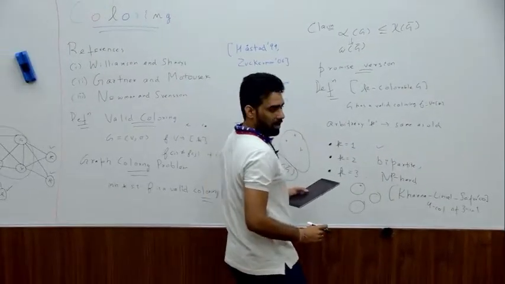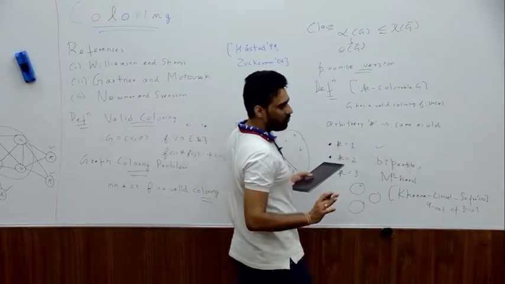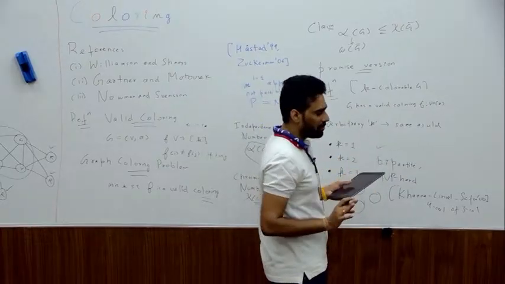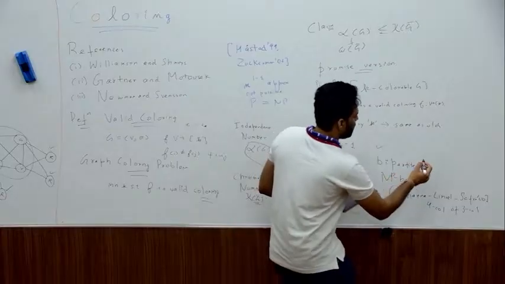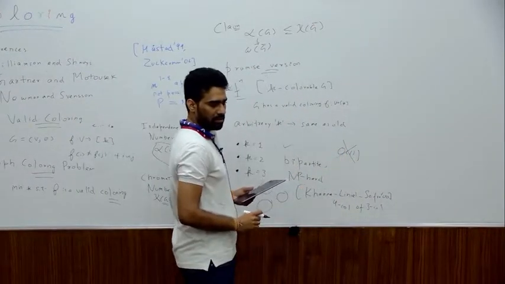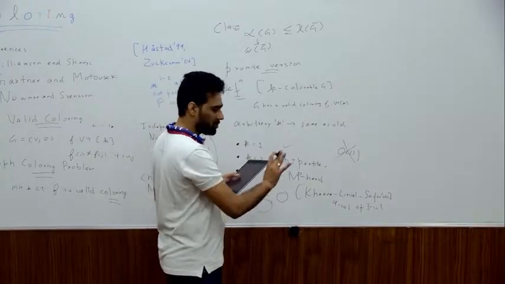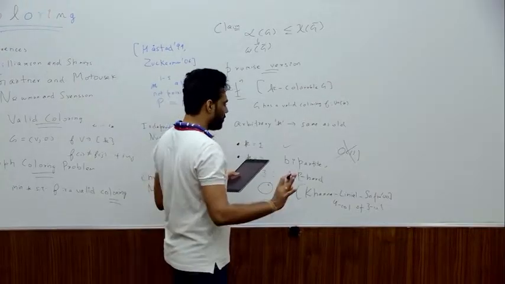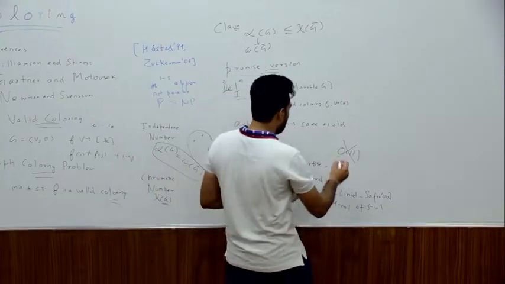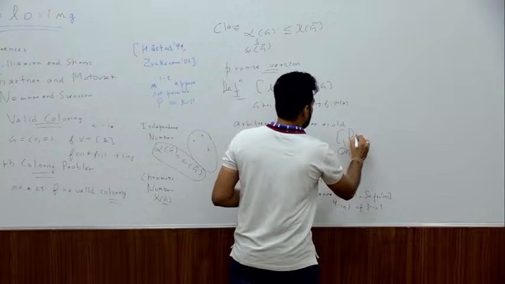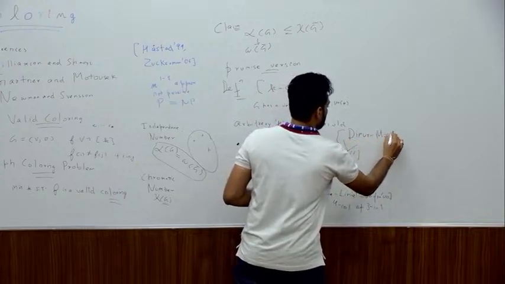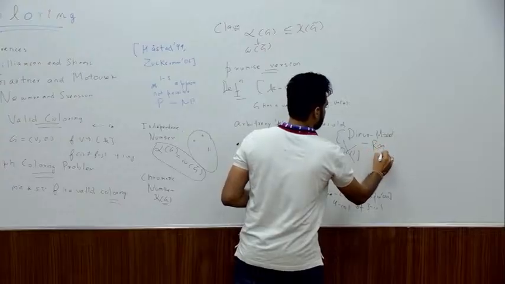Not only that, assuming some variant of the unique games conjecture, we also know that we do not expect an O(1) approximation for this problem. Like a constant approximation, we do not expect for this problem. This is assuming some variant of a unique games conjecture, not exactly the unique games conjecture. This is a result due to Dinur, Mossel, and Regev from 2009.